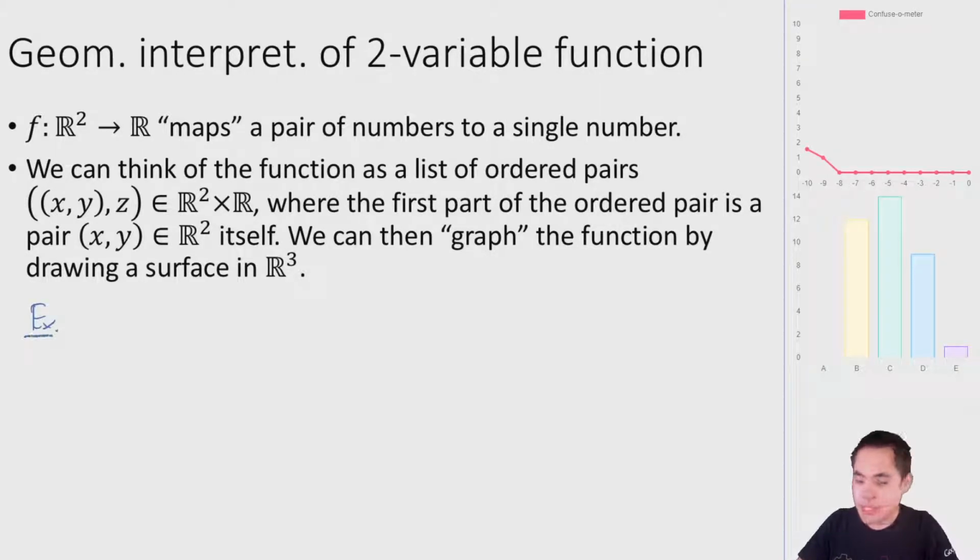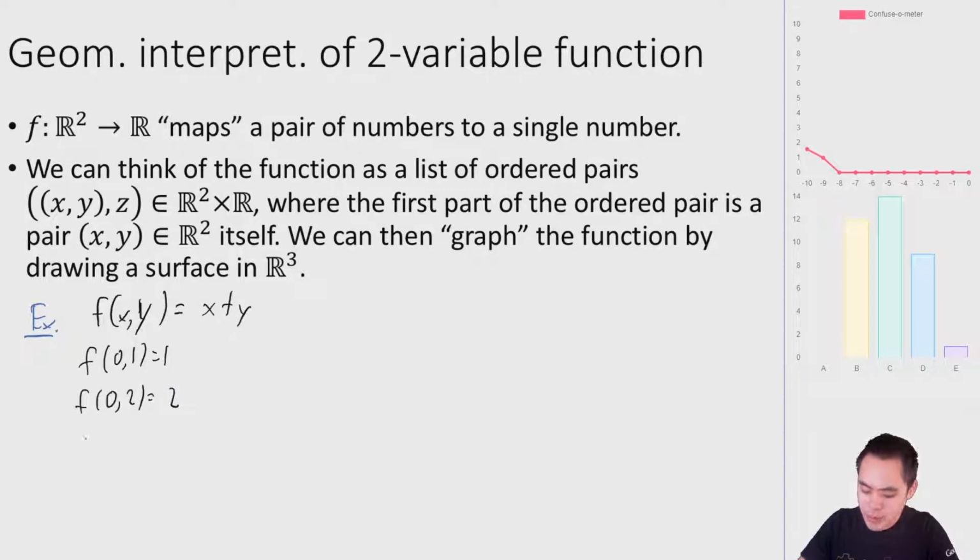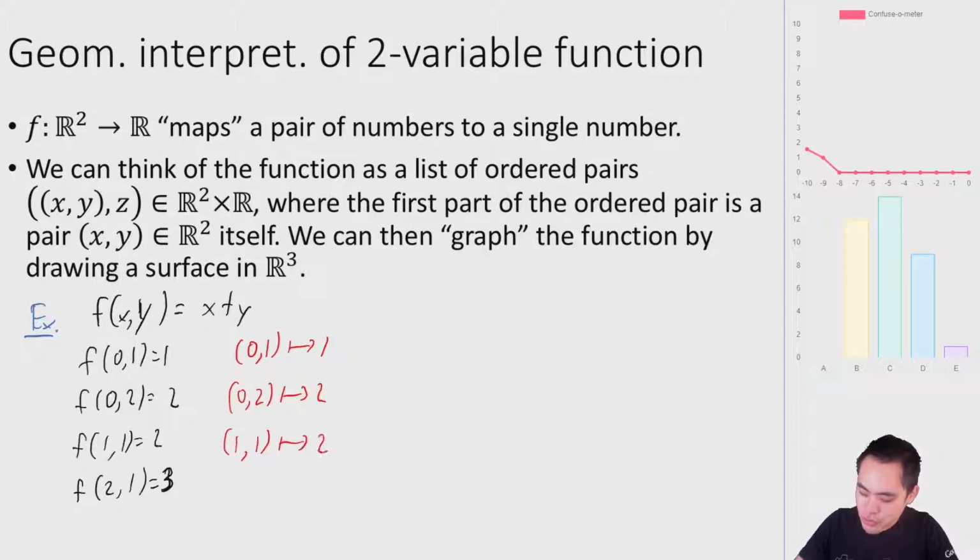So let's give a simple example. Let's say f of x and y is equal to x plus y. So this is a very simple multivariable function. Then you have f of 0, 1 is equal to 1, f of 0, 2 is equal to 2, f of 1, 1 is equal to 2, f of 2, 1 is equal to 3, and so on. And of course, you can do the same thing. So the point 0, 1 maps to 1, the point 0, 2 maps to 2, the point 1, 1 maps to 2, and the point 2, 1 maps to 3.